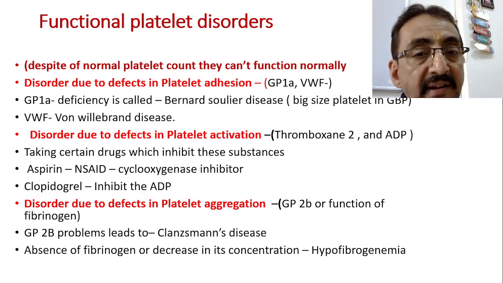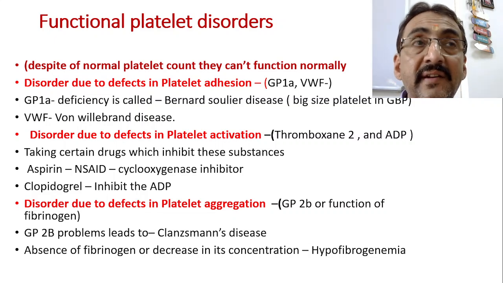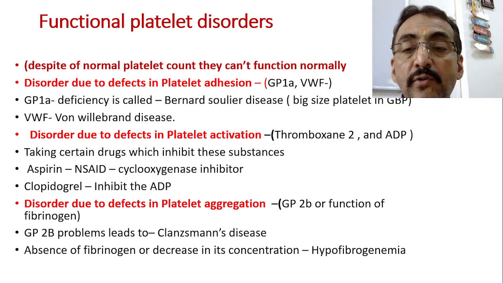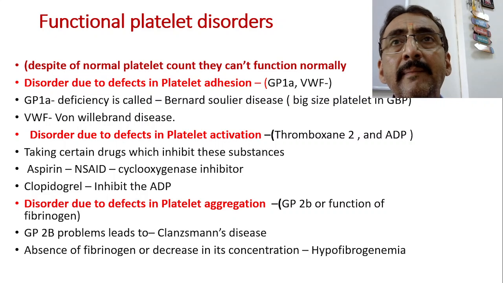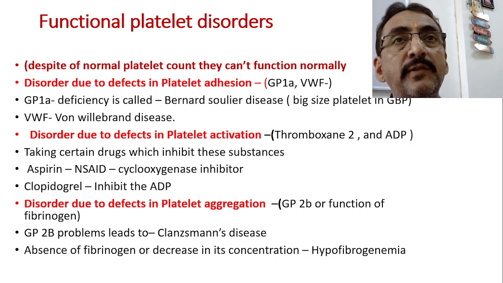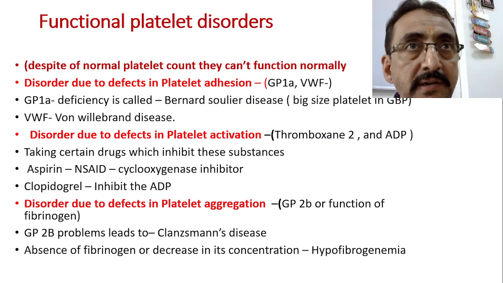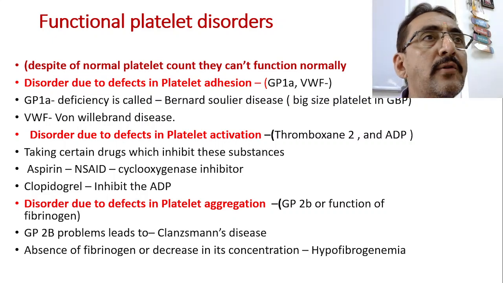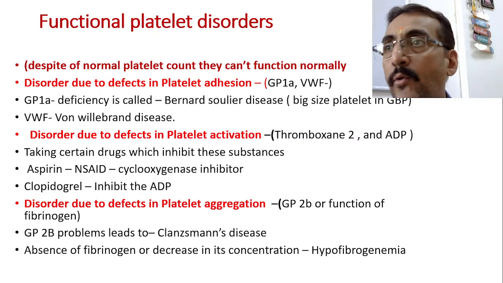Okay, Glanzmann's disease: absence of the fibrinogen or decrease in its concentration, so that is also possible in hypofibrinogenemia. Hypofibrinogenemia means genetically the genes which are responsible for the formation of the fibrinogen itself are not properly functioning. If it is mutant, then fibrinogen is not formed in a good amount. Then there is no question of conversion of the fibrinogen into fibrin. Okay, the whole process gets affected.